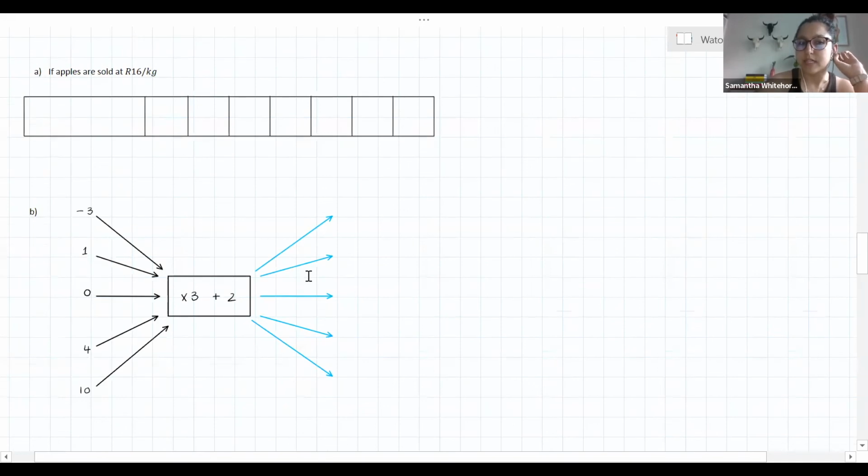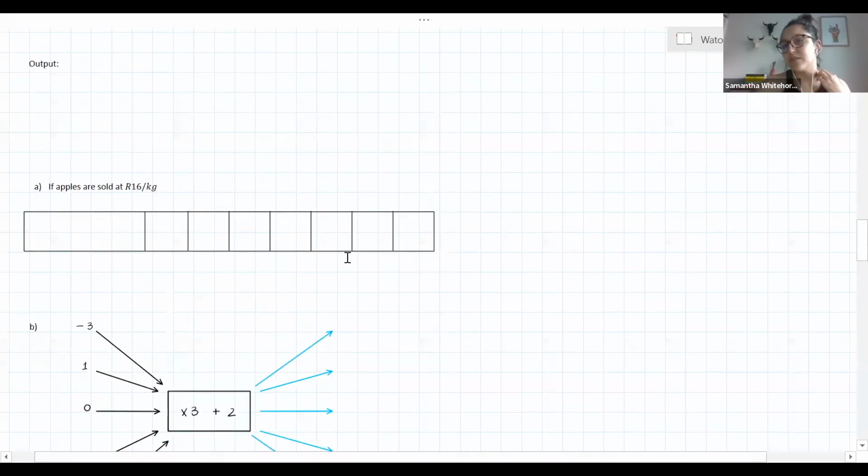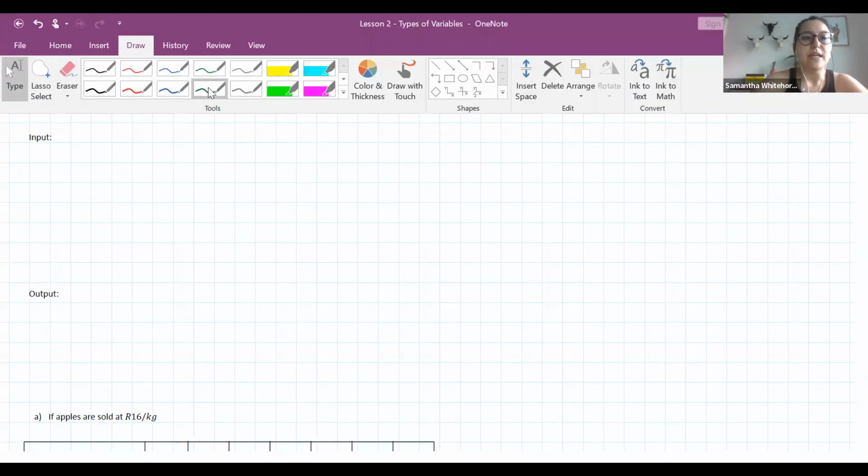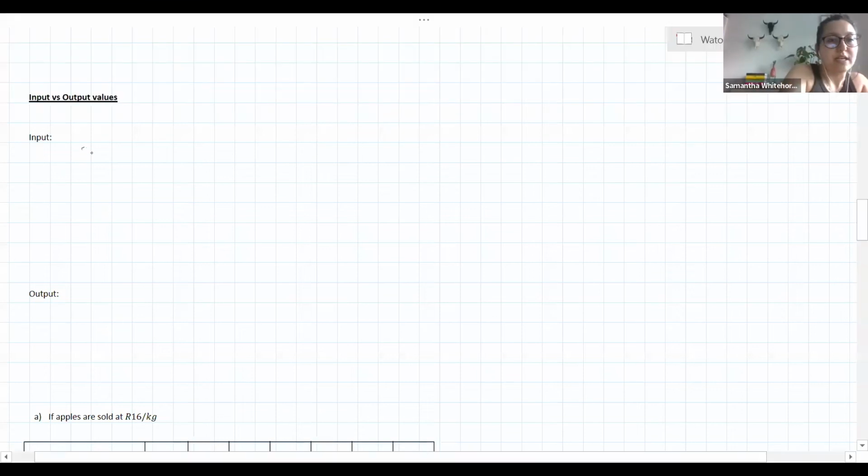Some of you might have seen a flow diagram or a sort of spider diagram like this, where if we put certain numbers in and we perform operations on them, we get an answer. And that's the basic thing of an input and an output value. So input values we generally represent with the variable x. And essentially what will happen is we will perform operations on this input value to get an output.